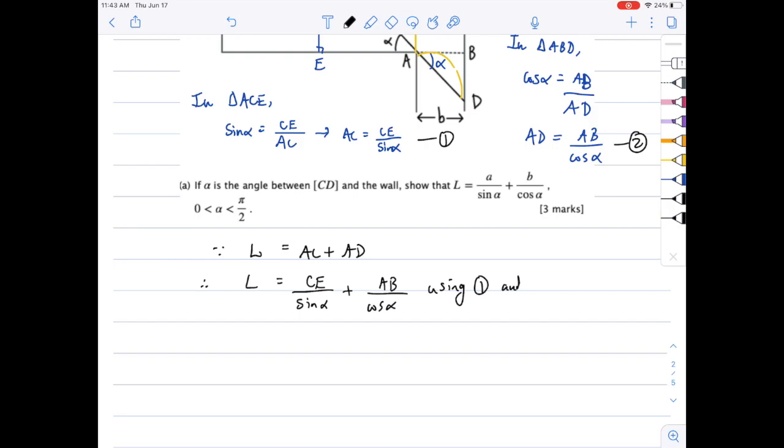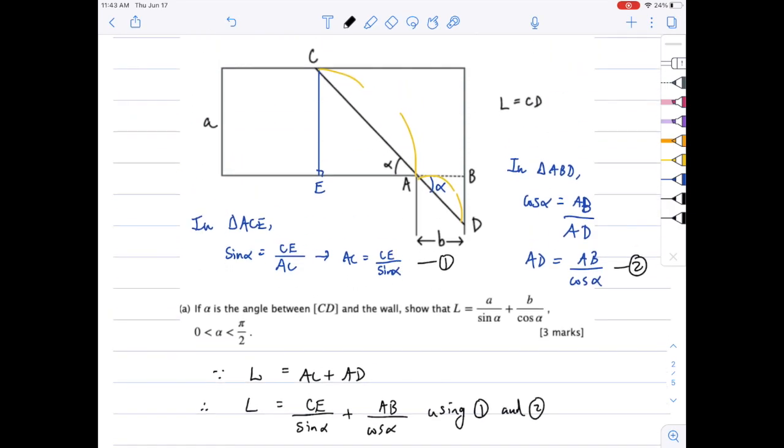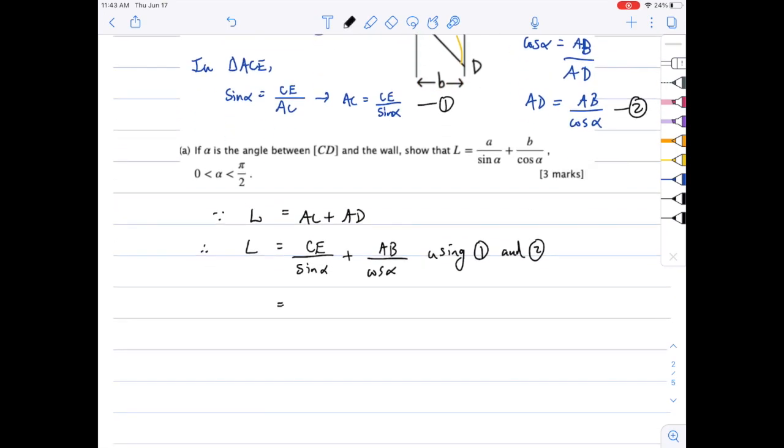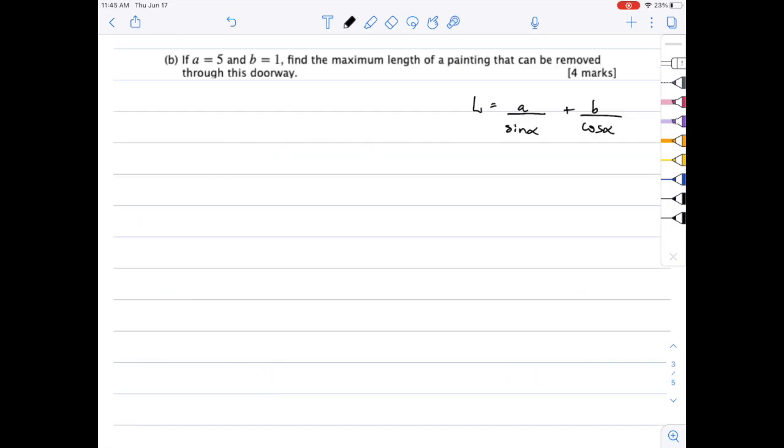Now CE, this length CE, is the same as A, okay? And this length AB is the same as B. Okay, so then we could say this is equal to A divided by sine alpha plus B divided by cosine alpha. And you can say that's because A is CE and B is AB, but I think that's clear. Okay, so that's it. That's part A. Let's move on to part B. Part B is saying if A is equal to 5 and B is equal to 1, find the maximum length of the painting that can be removed through this doorway.